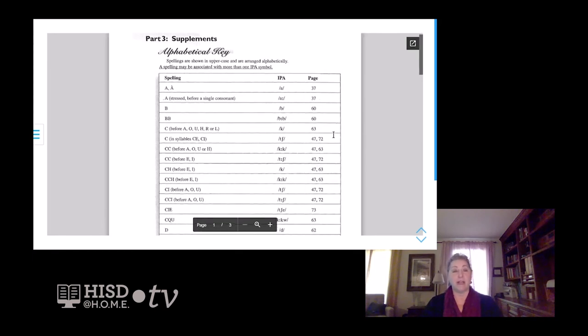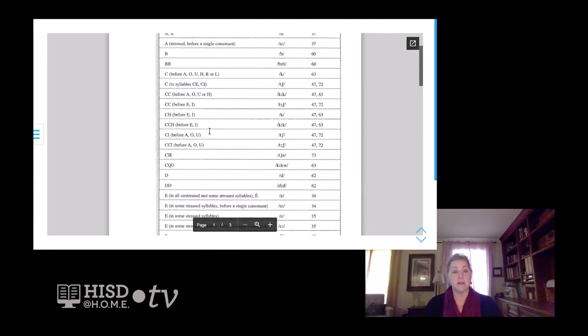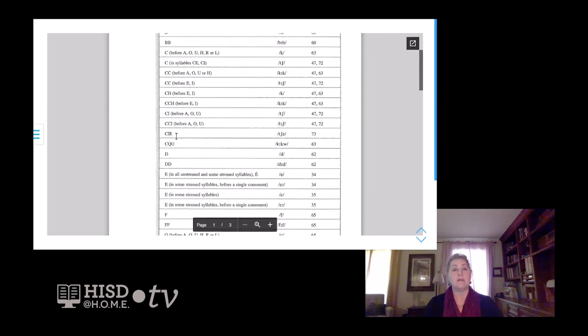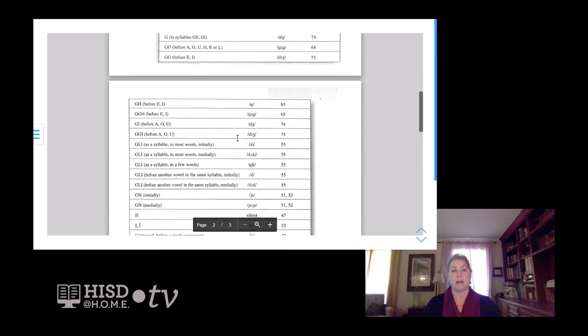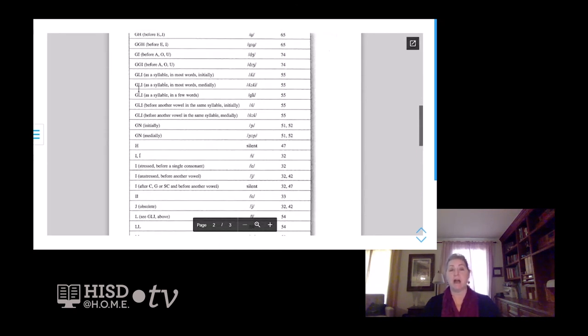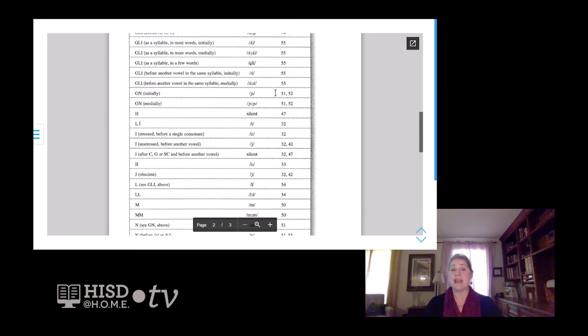Here's our alphabetical key, a nice chart. When we see C-I-E, we pronounce it che. When we see C-Q-U, we pronounce it qua. When we see F-F, we know that's a double F. And lots of time spent on it. Here we have our G-L-I, li. Here we have our G-N, ny, our left tail. And if it's in the middle, we have a double.